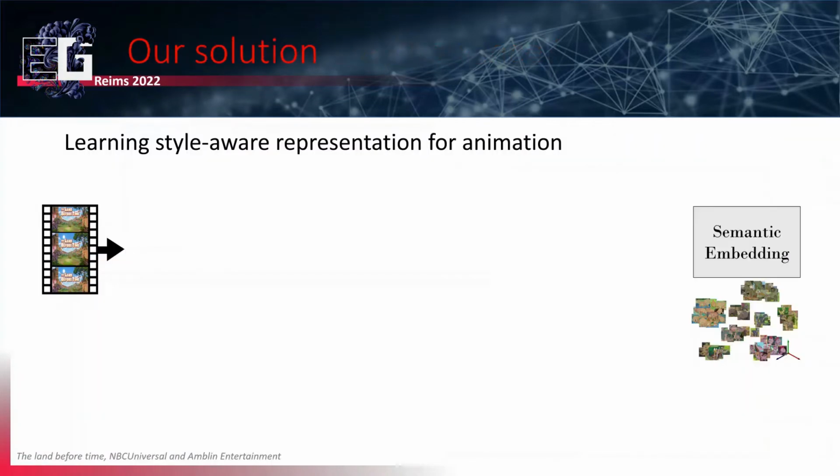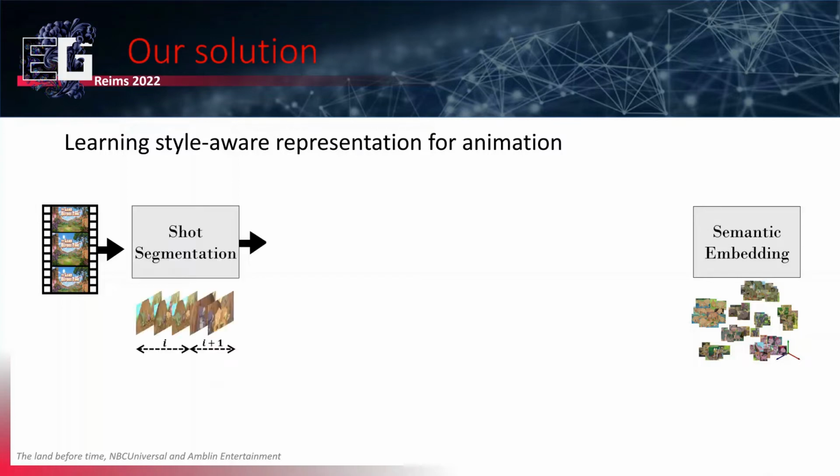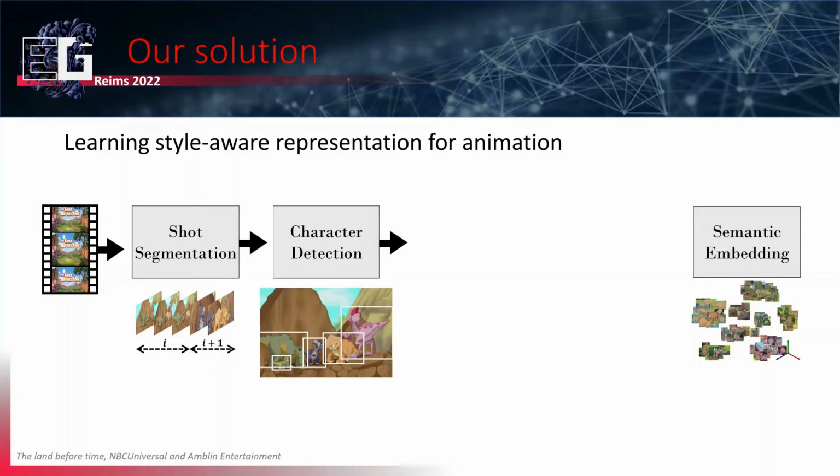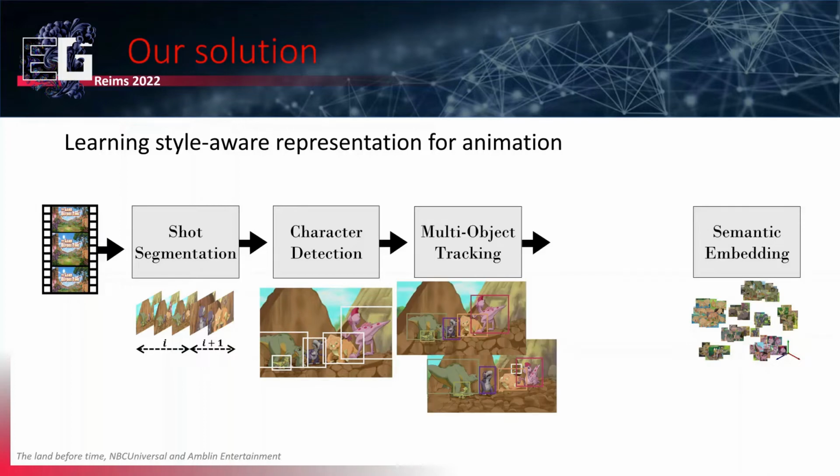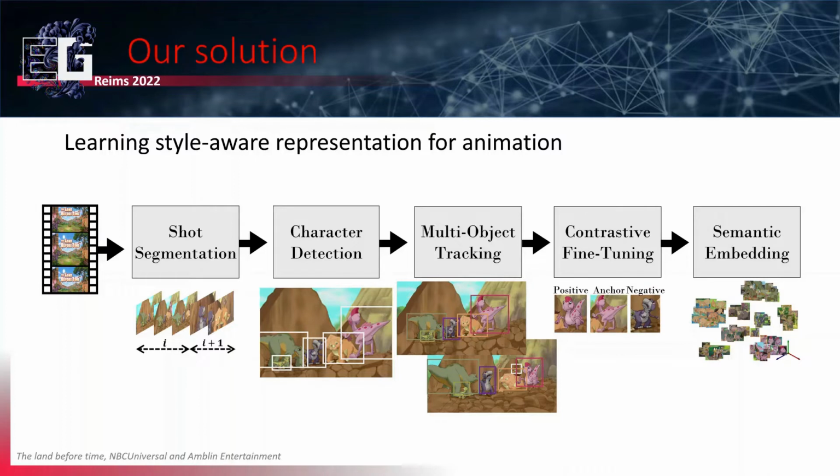So we want to take a full-length animated video and generate a style-aware character representation. We segment shots, apply a character detector on sampled frames, and run a multi-object tracker per shot, from those sampled triplets to refine the semantic embeddings of this specific style.